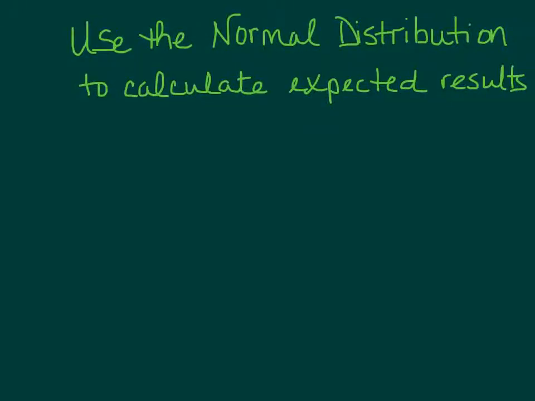Let's take a look at how you can use the normal distribution to calculate some expected results based on the probabilities that you're finding by using the area underneath that normal curve. So not only can you find probabilities under this normal curve, but then you can use those probabilities and apply them to a sample size and determine what you can expect to find. So let's take a look at how we can do that.